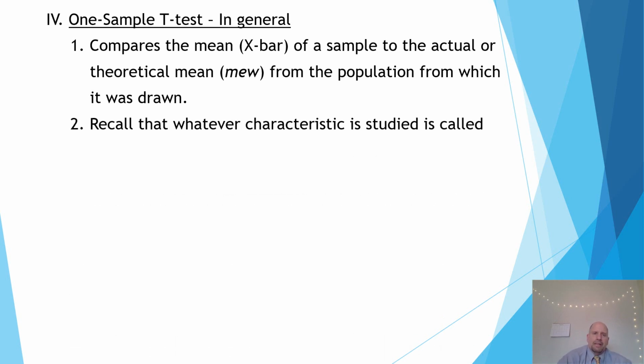All right. Next point, this is number 2. Recall that whatever characteristic is studied is called, what do you call it? The parameter within a population. Remember that one? We call anything that's being studied, whether it's homelessness or diabetes, it could be anything really, in a population.